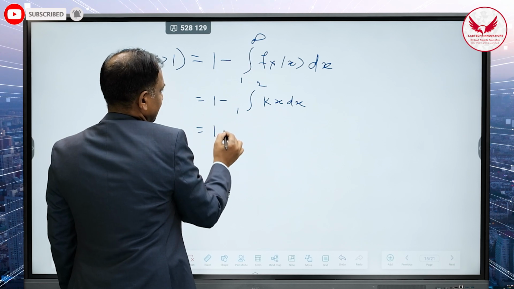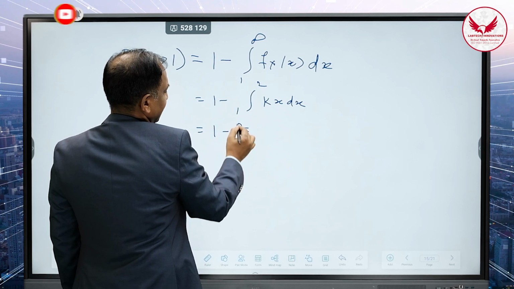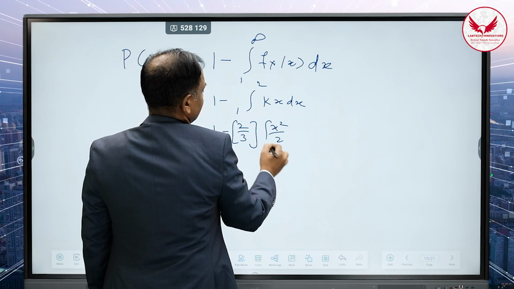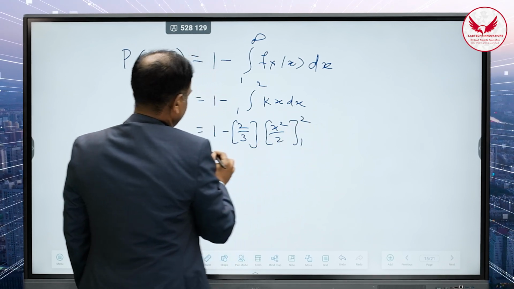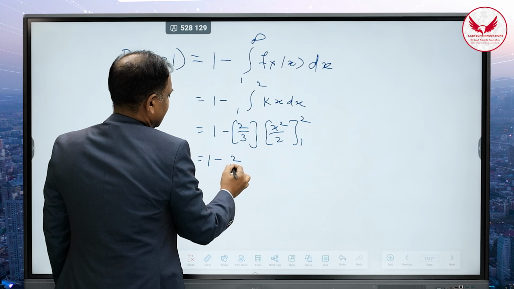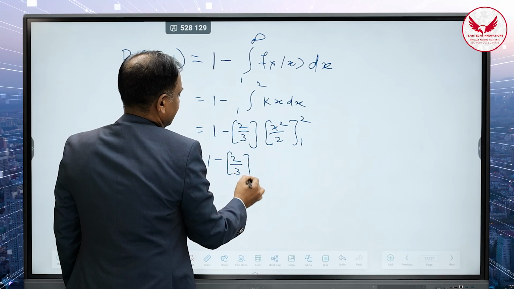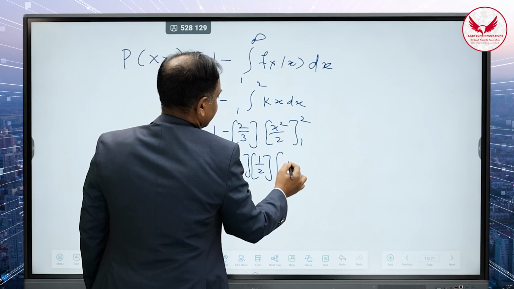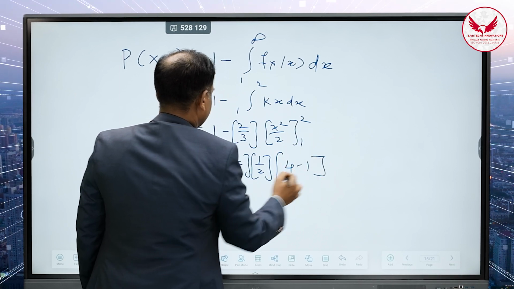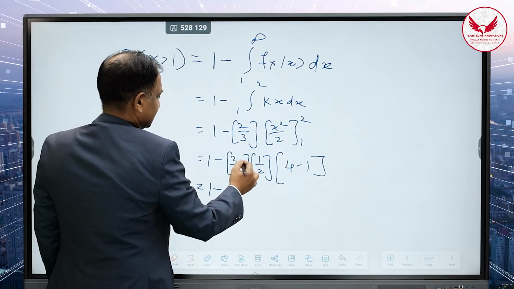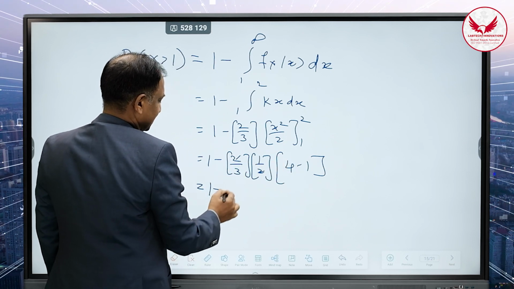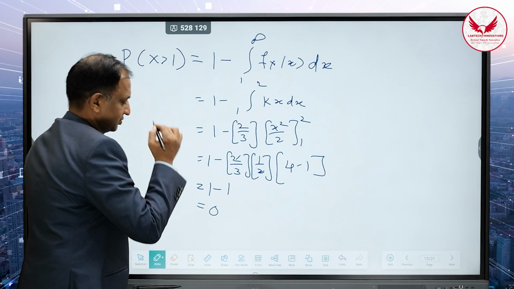So this is equal to 1 minus k, which is 2 by 3. I will take it outside. The integration of x is x square by 2, and the limit will be from 1 to 2. So this is equal to 1 minus 2 by 3 into 1 by 2, which is a constant, so I will take it outside, times 2 square is 4 minus 1. So this is equal to 1 minus, 2 cancels, 4 minus 1 is 3, 3 by 3 is 1. So this is equal to 0.